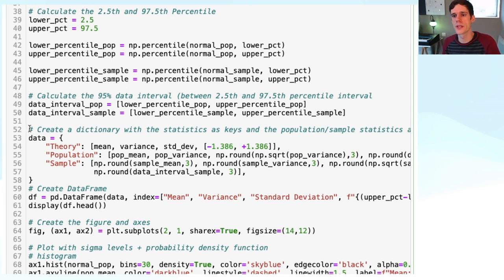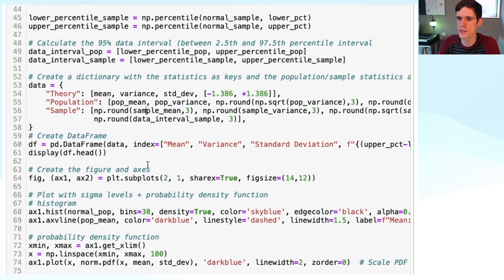And we want to bring them together in a data frame to just compare them. To do this, we first bring all of our data together in a dictionary, with the keys being theory, population, and sample. For the theory, we take the mean, variance, and standard deviation, which we use to generate our population and our sample. Now for the corresponding data interval, I put in these numbers manually. You can either look them up or generate them yourself by making a population size of 10 million or even more. Now for the population, we get the population statistics, and for the sample, we get the sample statistics.